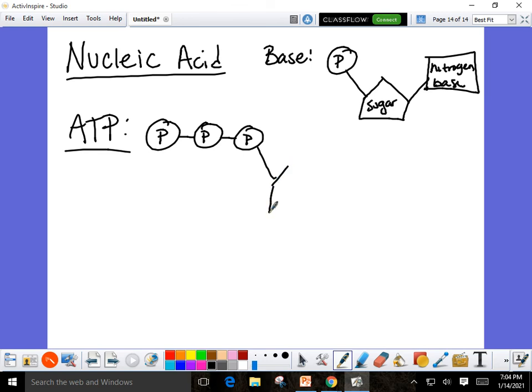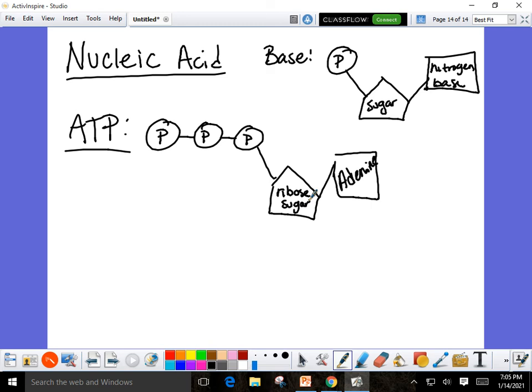Now, ATP stands for adenosine triphosphate. Okay, adenosine is named for the adenine. Okay, that's ADENINE that I put there. That nitrogen base is adenine. It has a ribose sugar. It's just a type of sugar that's there. Okay, and 3 phosphates. That's where the triphosphate comes from.